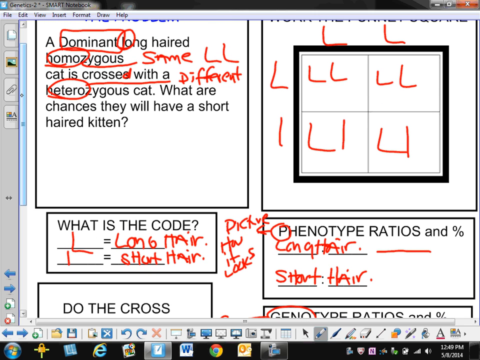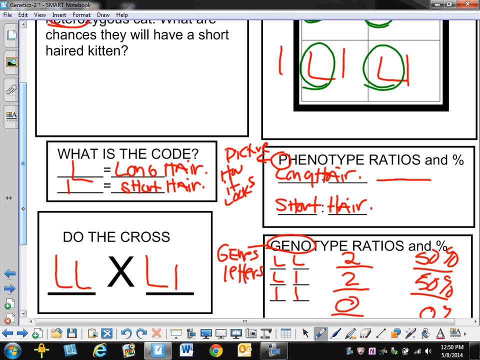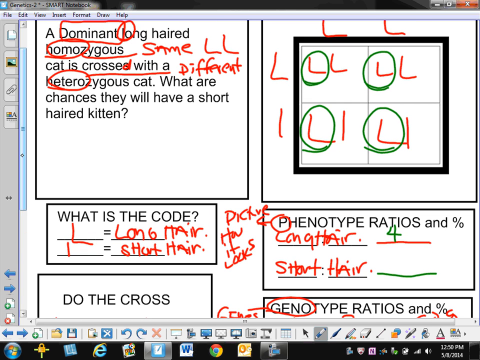So, long hair, Kev. How many long hairs do we have? If it has a big L in it, it's a long hair. We have big L, big L. We have a big L. We have a big L. And we have a big L. How many do we have? 4. So long hair, we have 4. Short hair, how many short hairs do we have? How can we have more than 4? We have 4 squares. We have 0. Yeah, we don't have any.